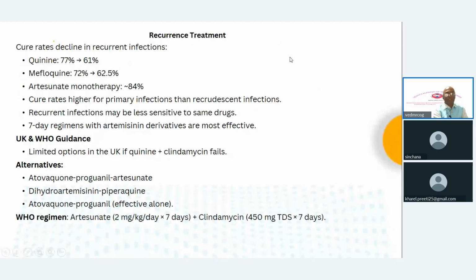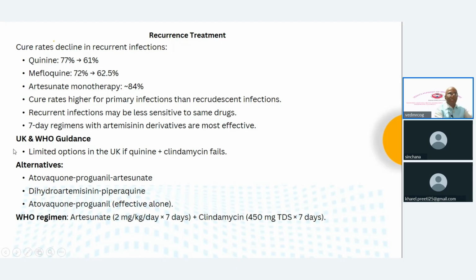Then recurrence treatment. If there is a recurrence, what should be the drug of choice? Cure rate will decline in recurrent infections. If you have already given quinine, the success rate will be less. It will reduce from 77 to 61 percent in quinine. Mefloquine 77 to 62. Artesunate monotherapy is effective, 84%. So cure rates are higher for primary infection than recrudescent infections. Recurrent infections may be less sensitive to the same drug, and a 7-day regimen with artemisinin derivatives is most effective.